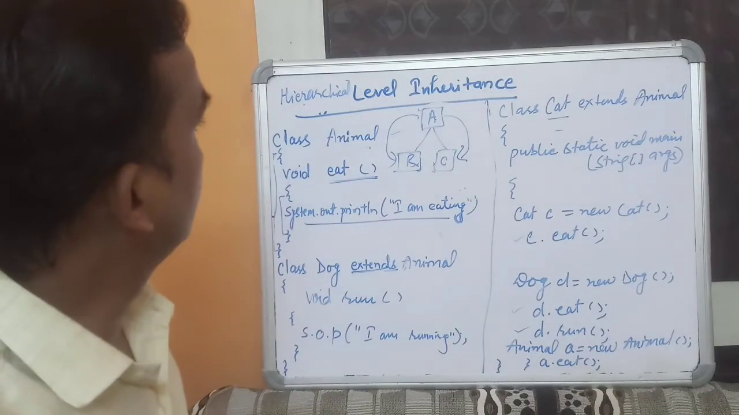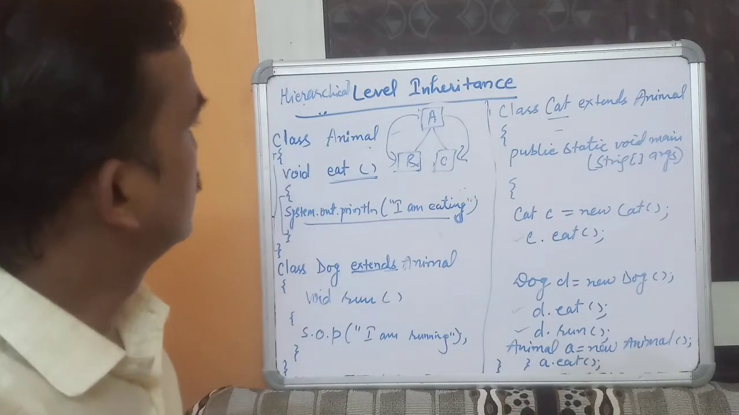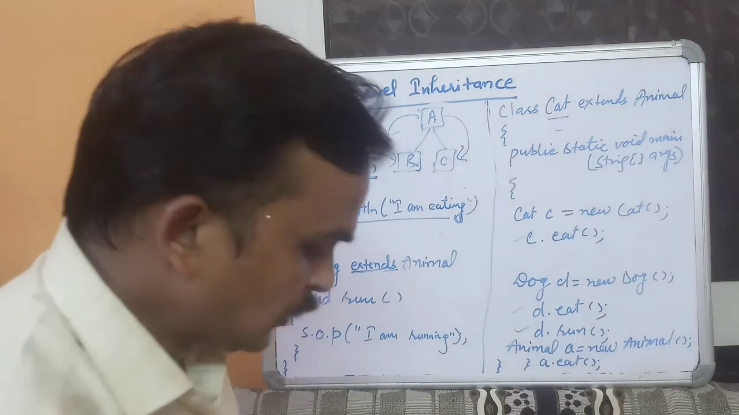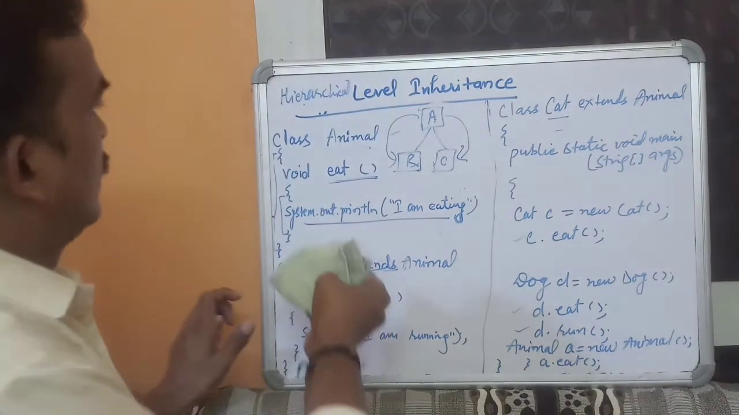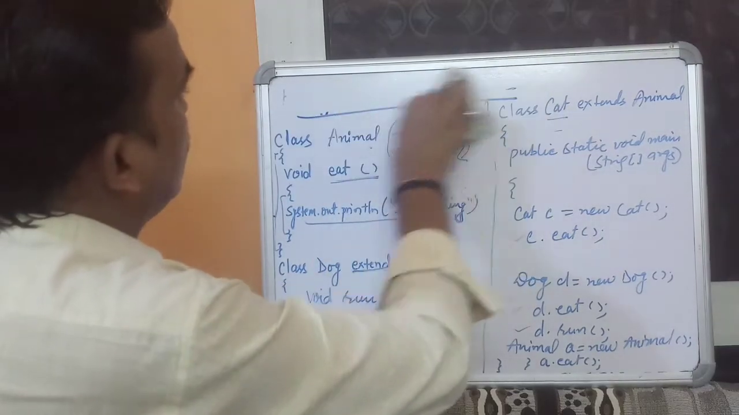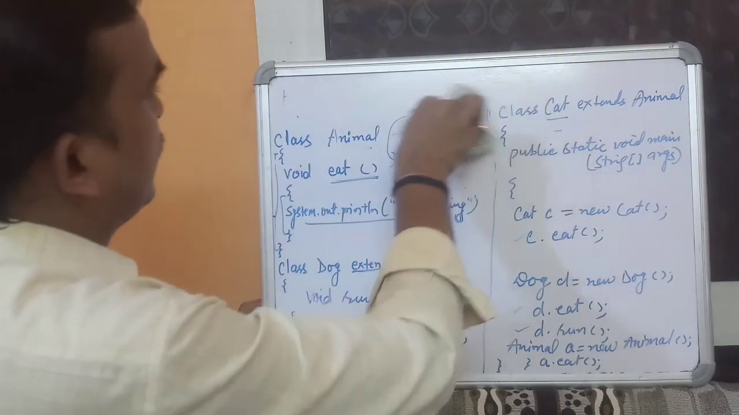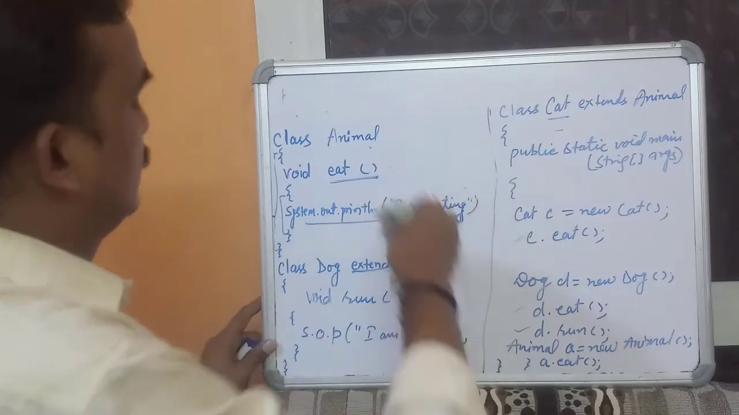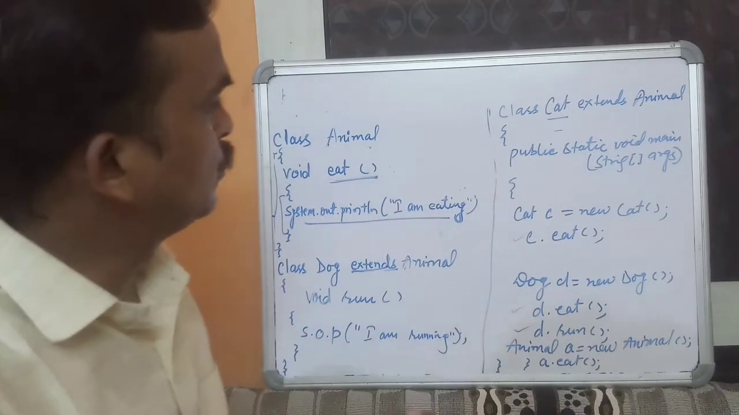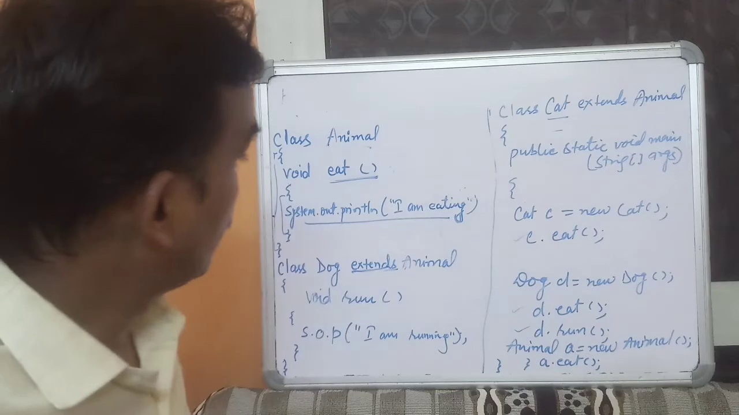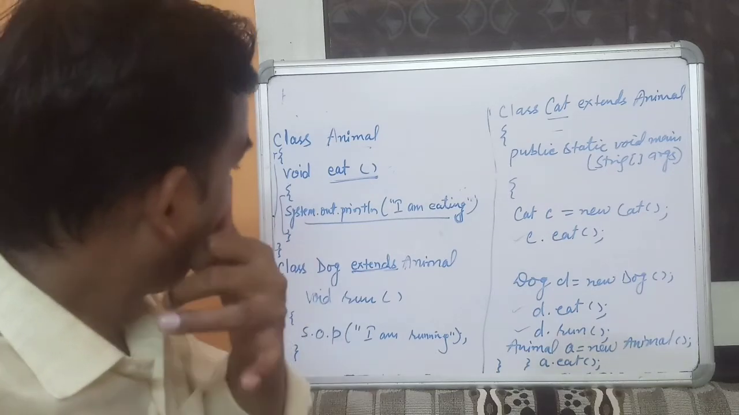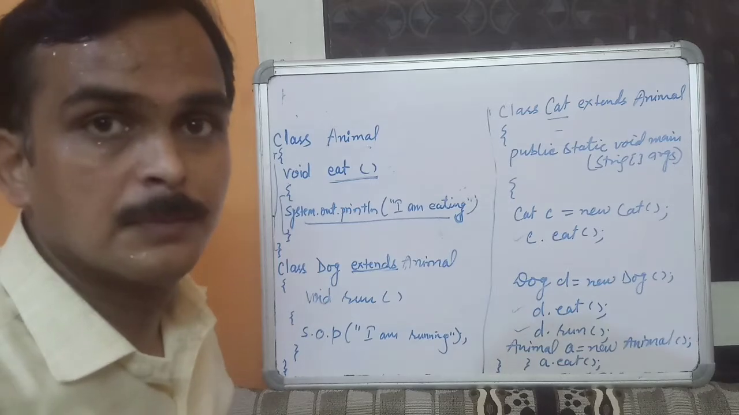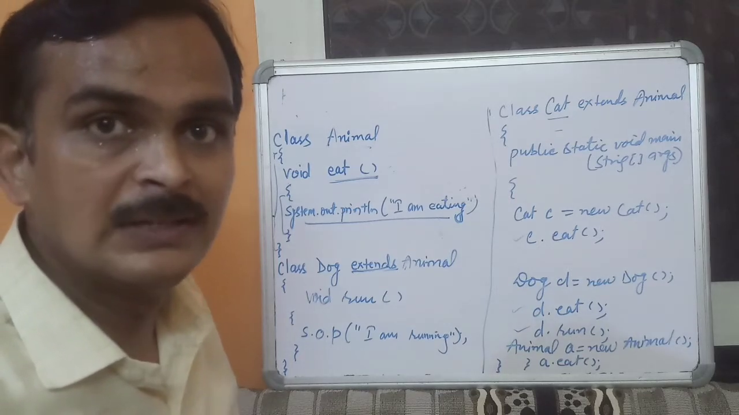So these three types of inheritance are mainly used in Java programming, and the remaining two types are multiple inheritance and hybrid inheritance. Both cannot be used in Java programming, because more than one parent class cannot be accessed by one child class.